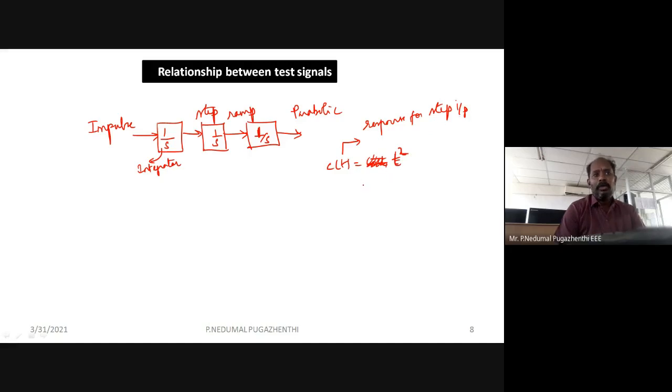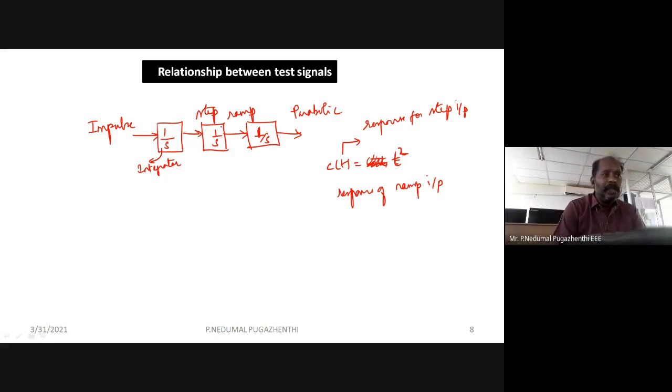Now, to know the response to a ramp input, what will you do? I got a response for step input. Now I want the same system, how it responds to a ramp input. What will you normally do? We will again go to derivation. We will provide the input as a ramp, then we will get the equation, then we will solve and find the solution. That is the conventional way.